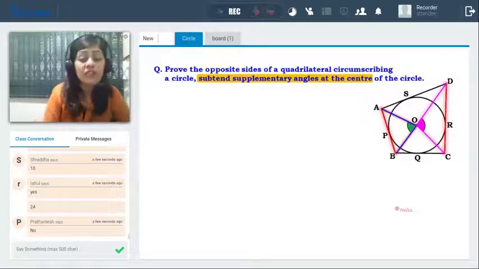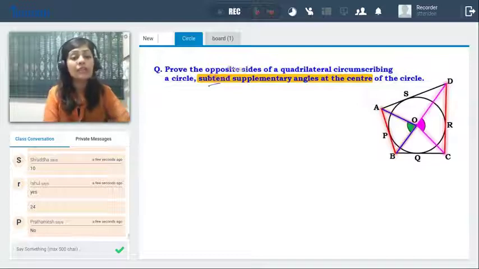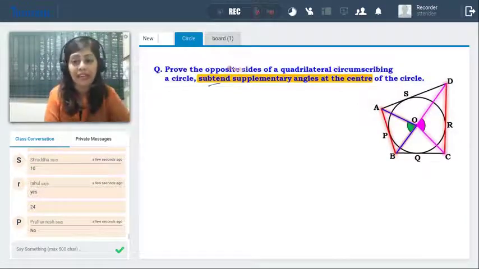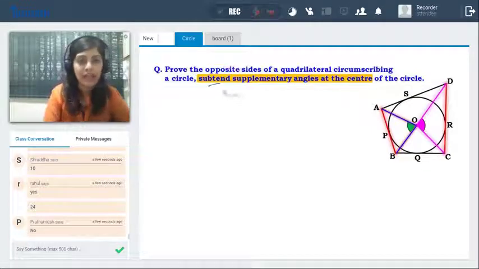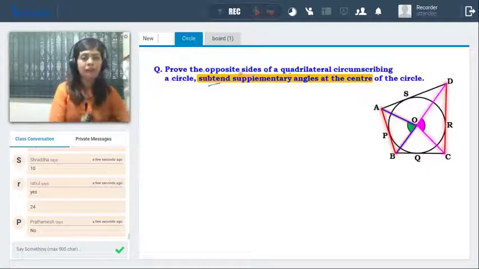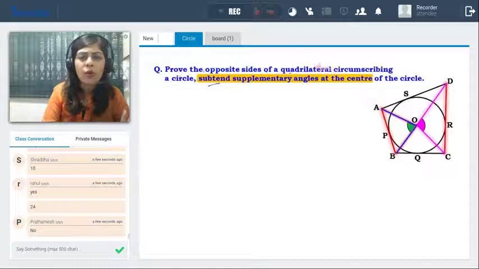Now, students, pay attention. First thing, in this particular kind of sum, we need to understand how to draw the diagram. In case the diagram is not given to you, how do you draw it? Prove the opposite sides of a quadrilateral circumscribing a circle. When you read this much, what do you understand?